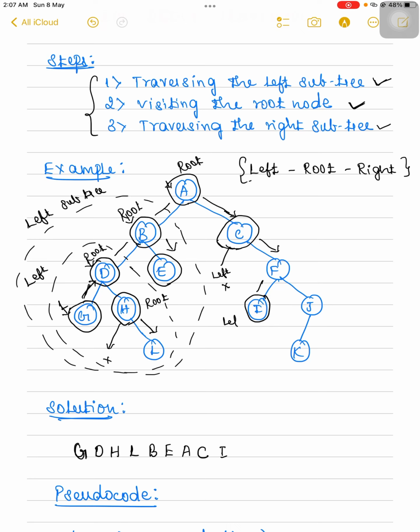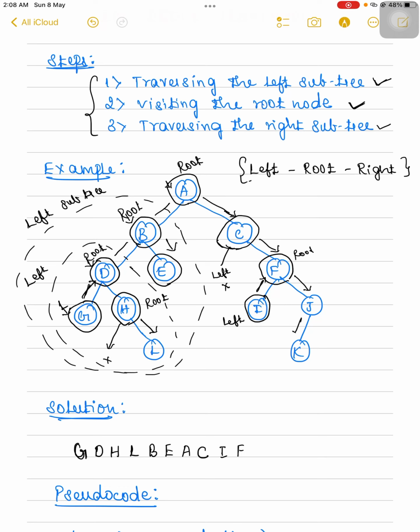After visiting the left node, it is supposed to move to the root node. The root node here is F, so the node F will be visited. After visiting the root node F, it has to move to the right subtree, that is the right node. When we check the right node, J is not only acting as a right node for the node F, it is acting as a root node for node K. So before we visit the node J, it is supposed to visit the left node first.